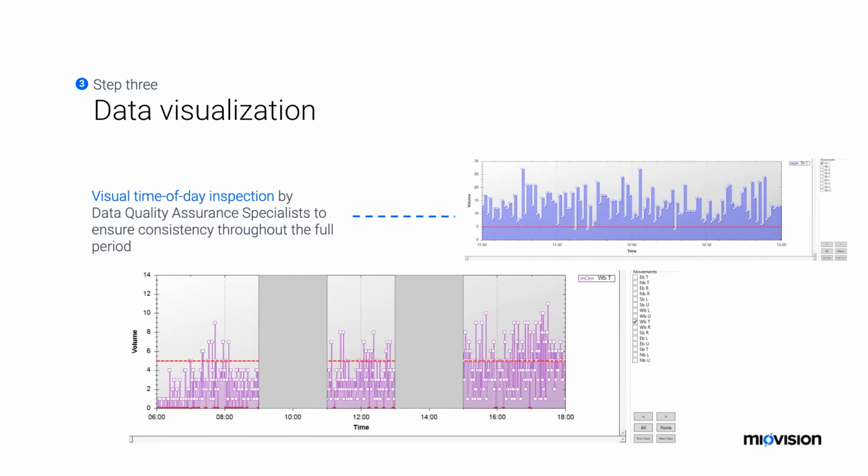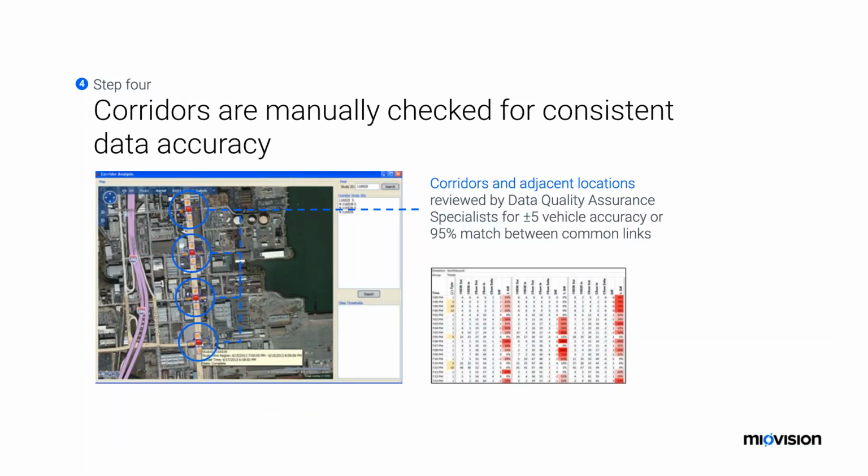Finally, our corridor check. We can do this if there are two adjacent intersections captured at the same date and time. So we're comparing vehicles exiting one and entering the other. Our quality assurance specialists are trained that if there's nothing in between those two intersections, we'd call that a perfect corridor, and the data must be within 5 vehicles or 95%. If there's a parking lot or another street in between the two intersections, we would still always run the corridor check, but based on what we can see on the map between the two locations, we have to make a judgment to determine if that variance is acceptable.